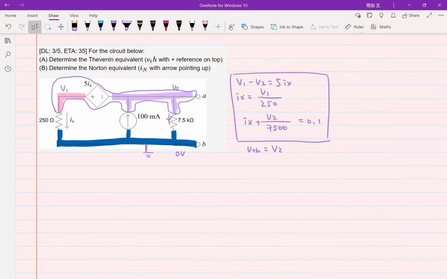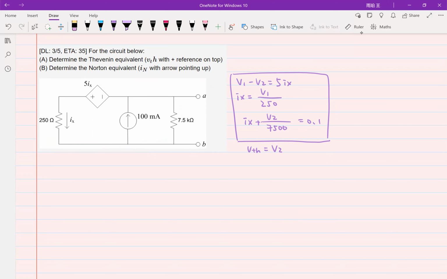Just going to erase all this first. To determine the Norton equivalent, I need to have a closed circuit here, by convention, instead of floating from here to here. This is part A, part B. And for determining the Norton equivalent, we need to do mesh analysis. So first, let's identify all of the meshes. Here I already know it's Ix, so I'm just going to call this Ix. And here, I1, I2.